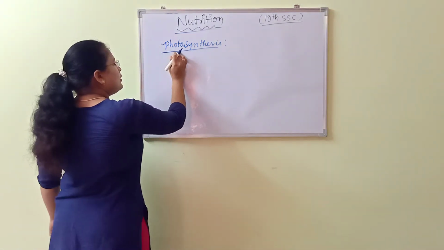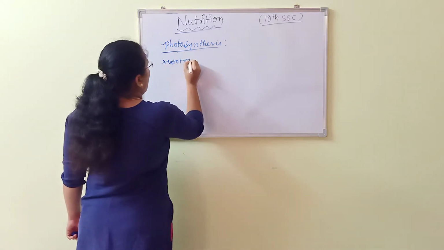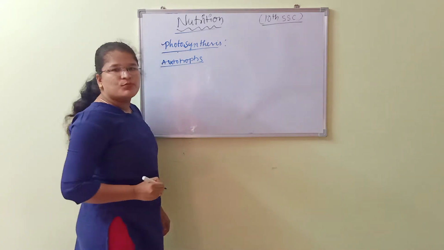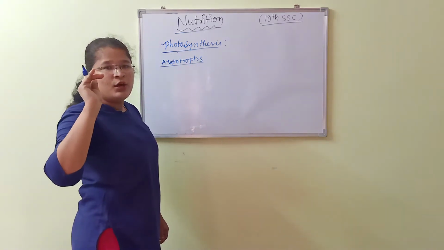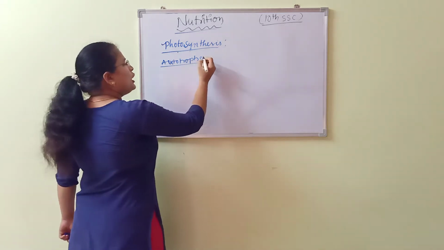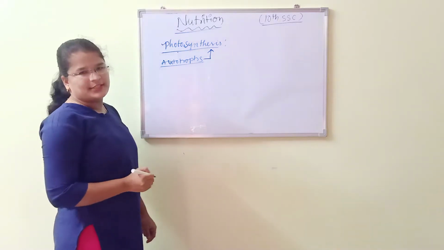Here, autotrophs. We know what autotrophs are. Autotrophs are nothing but the organisms which can prepare their own food by themselves. See, the autotrophs follow a method known as photosynthesis.